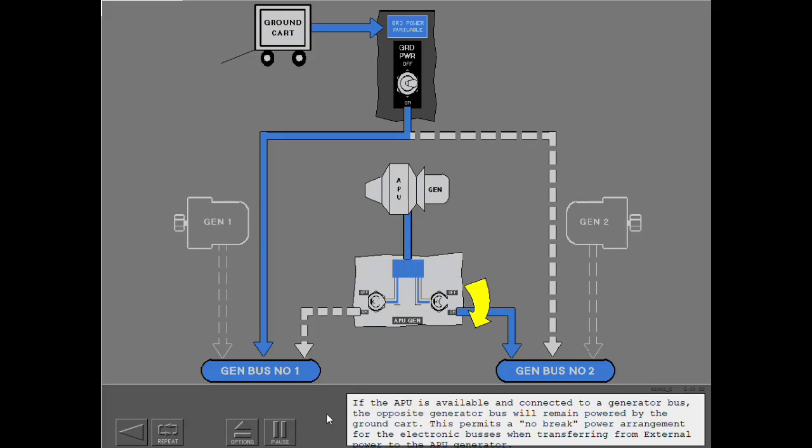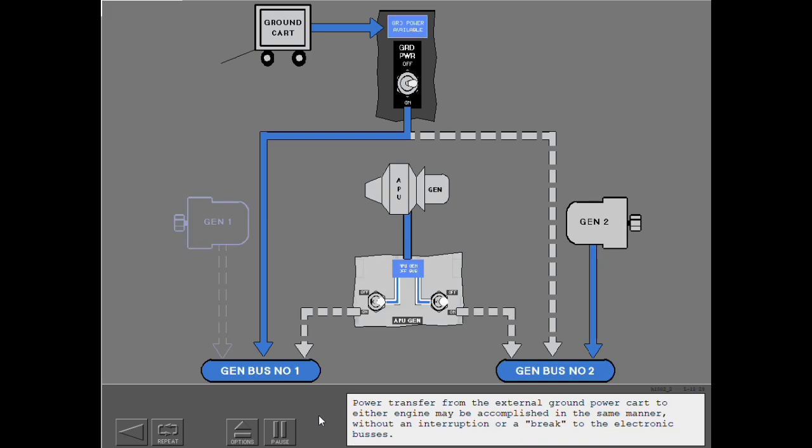If the APU is available and connected to a generator bus, the opposite generator bus will remain powered by the ground cart. This permits a no-break power arrangement for the electronic buses when transferring from external power to the APU generator. Power transfer from the external ground power cart to either engine may be accomplished in the same manner, without an interruption or a break to the electronic buses.